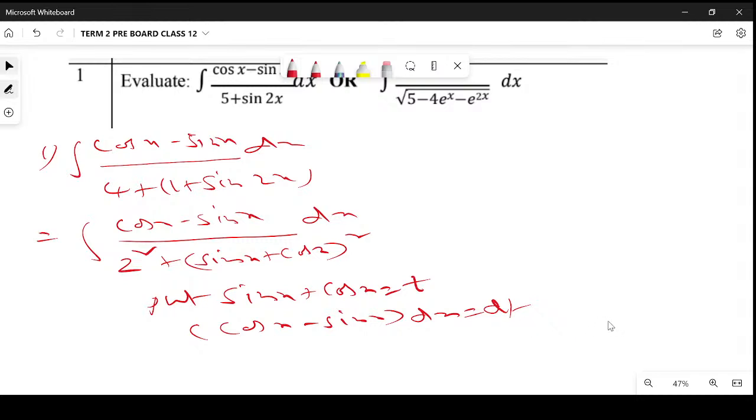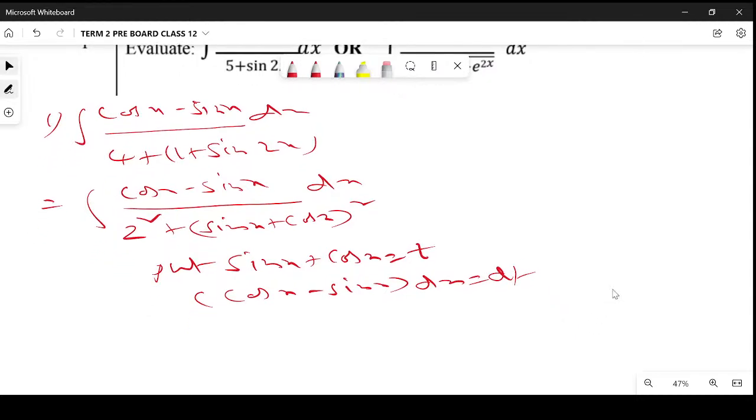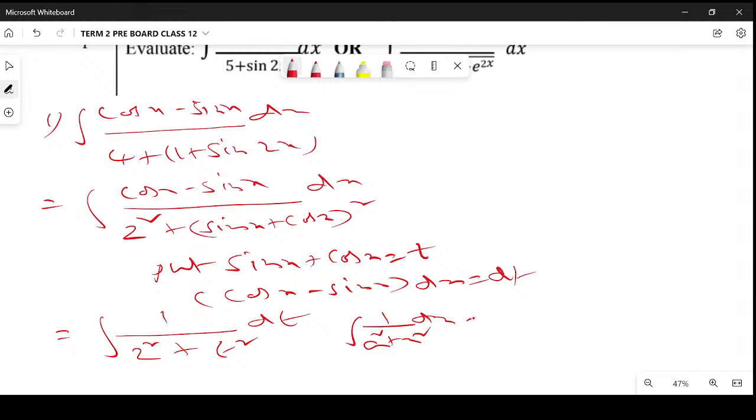Now you can observe, when we got cos x minus sin x dx equal to dt, I can replace the numerator with dt. Now the problem will become integral of dt by 2 square plus t square. We know the formula, just remember it: integral of 1 by a square plus x square dx is 1 by a tan inverse of x by a.